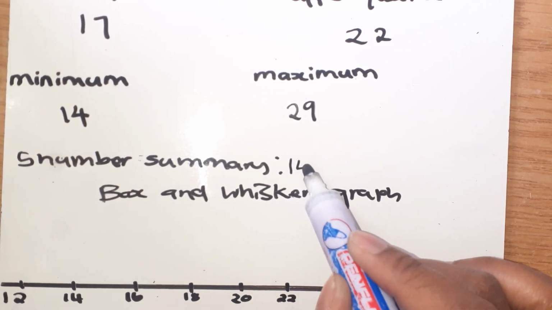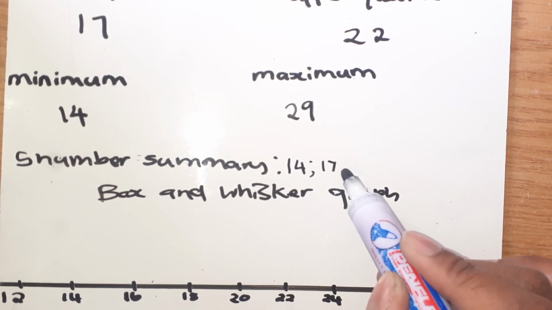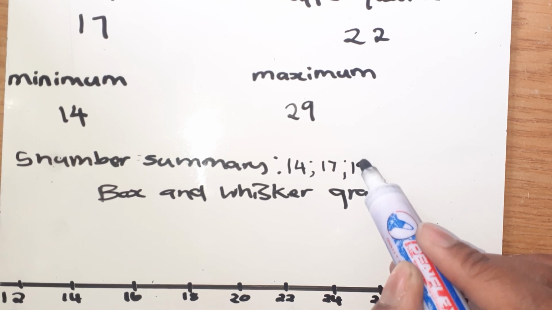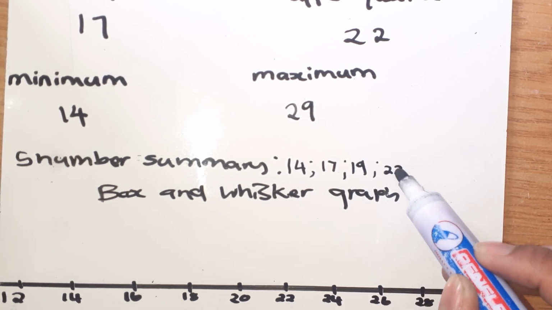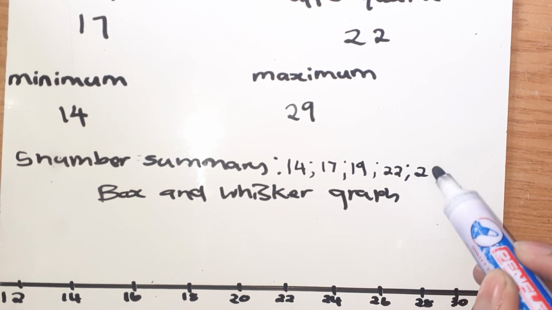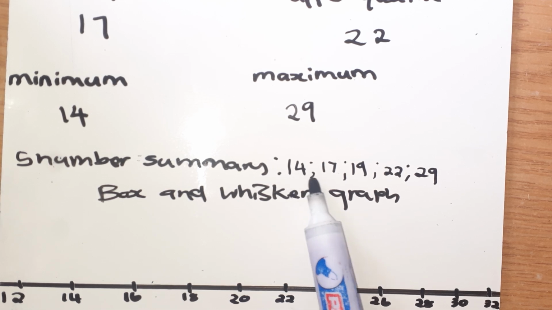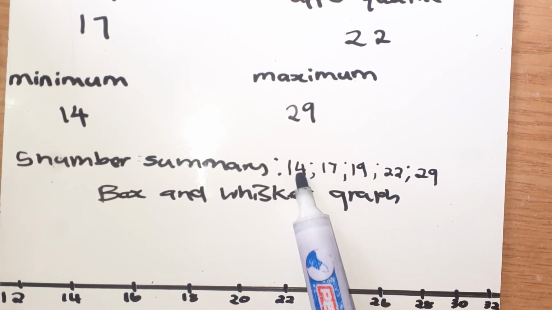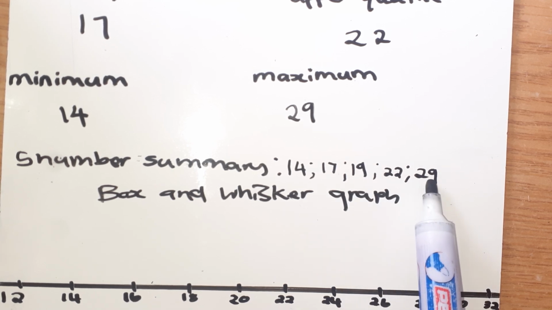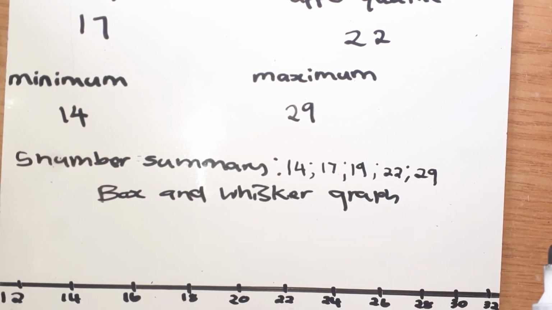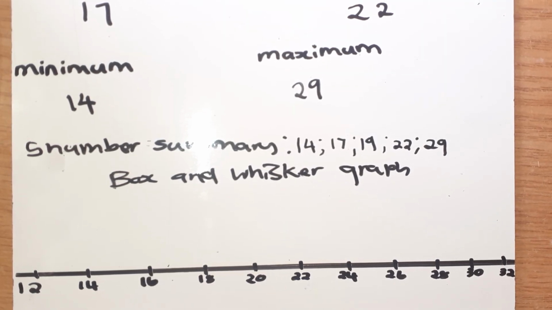You start with the minimum. After the minimum, lower quartile, which is 17, and then the third one is the median, always. And then you have the upper quartile as 22, and then you have the maximum as 29. So even if the question says this is a 5-number summary, just know that they've written it in this manner: minimum, lower quartile, median, upper quartile, and the maximum. Always like this.